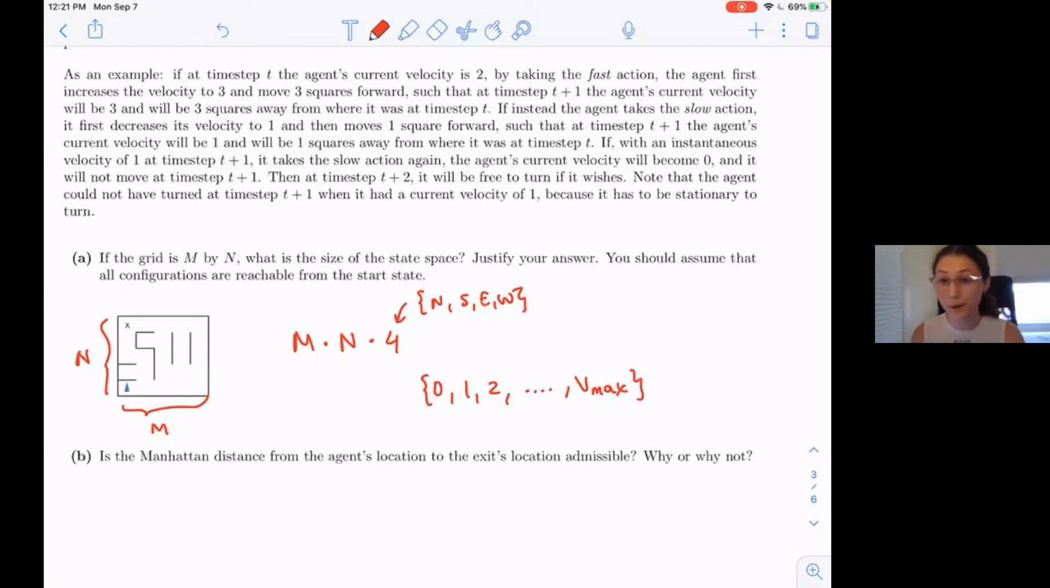Now, what's the total number of velocities here? Well, it's just going to be V max plus 1. And so we're going to multiply that number together by the prior quantities of states that we've already encoded, and this will be the total size of our state space.